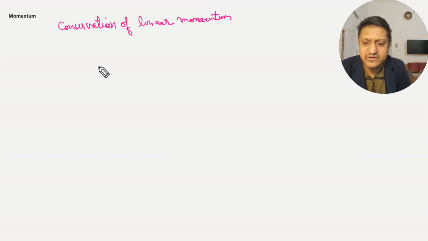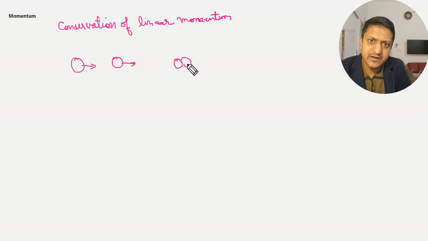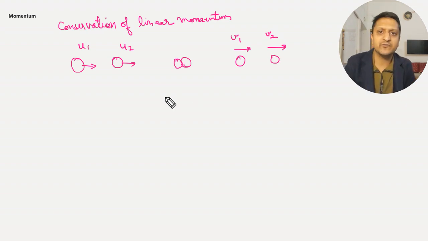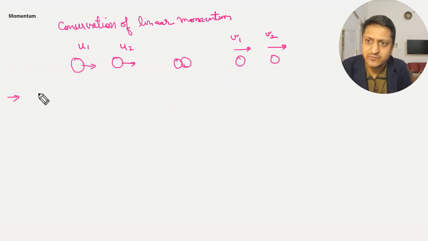In this topic, basically, there would be two objects. They are moving like this. They come in contact, and then they start moving again. Like this is u1, this is u2. Here the velocity gets changed. So in this type of contact, first of all, there will be a collision. We will say that it is an elastic collision.